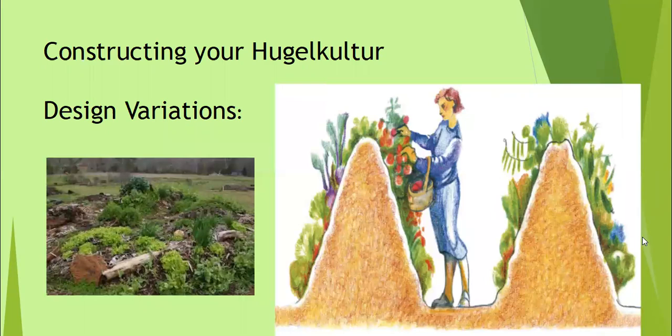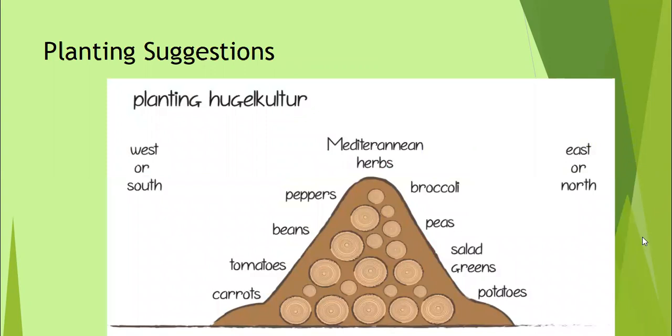Some more design variations. Again, this is a very tall one, and that has probably tripled your planting area on the right-hand side. Because of the different microclimates on your Hugelkultur, you can grow a huge variety of plants. This shows the Mediterranean herbs being planted on the top where they get the most sun. And then peppers, beans, tomatoes, carrots, all requiring a lot of sun, would be on the west or south side. Whereas the more cool weather vegetables can go on your east or north side. So broccoli, peas, salad greens, potatoes would all thrive in the bit of shade created by your Hugelkultur.